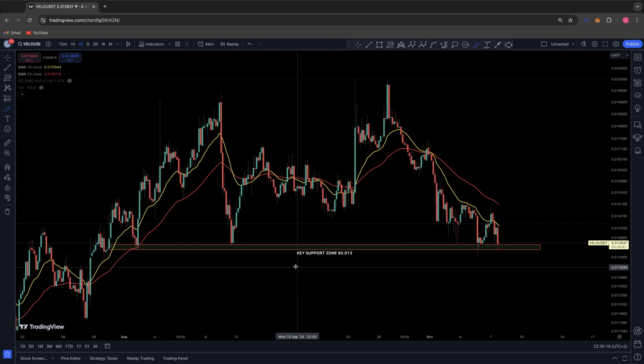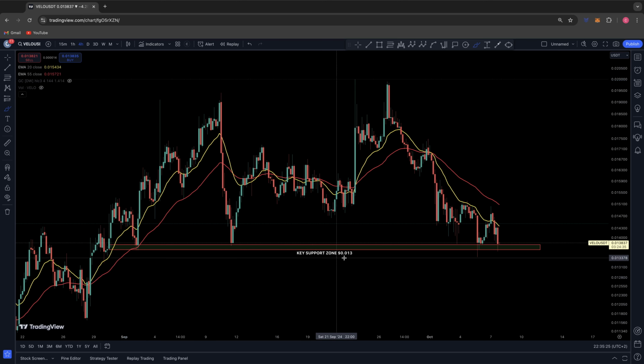If you've been keeping up with my previous videos, we have been talking about a very key level of support that VELO does need to hold, and it's this key support zone at 0.013. So we have actually come back down, I think it's for a fifth or fourth point of contact now on this support zone.